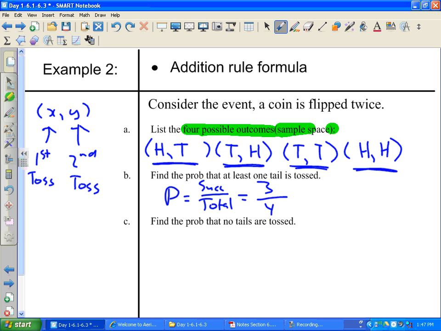Who can answer the question? Yes, why? Why is there 3 successes here? Who can explain? Okay. So we're defining success as a tail. Heads, heads doesn't have a tail in it.